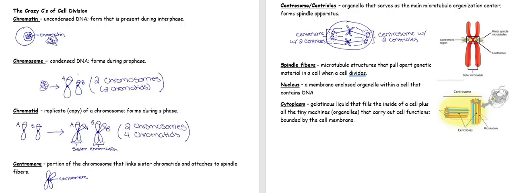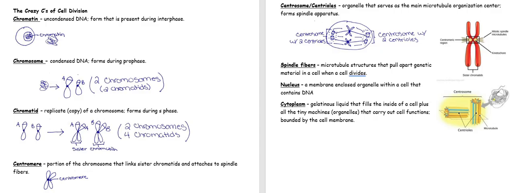Now, when we count chromosomes, we're really just counting centromeres, which is a portion of the chromosome that links sister chromatids and actually also attaches to the microtubules that make up the spindle fibers. Now, keep in mind, we're going to come back and clarify some of this information, but those are the base definitions for almost all of the C's when it comes to cell division.